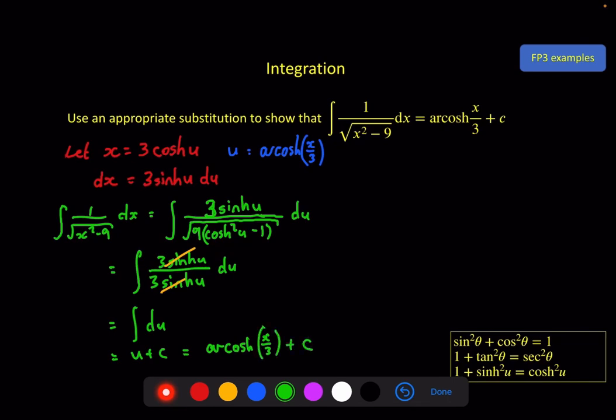And don't forget the plus c. Obviously, if they've given you the answer, just double check that your final line matches the answer in the question exactly.